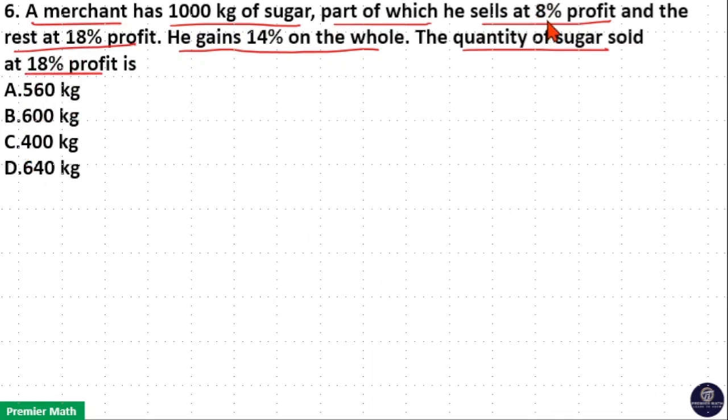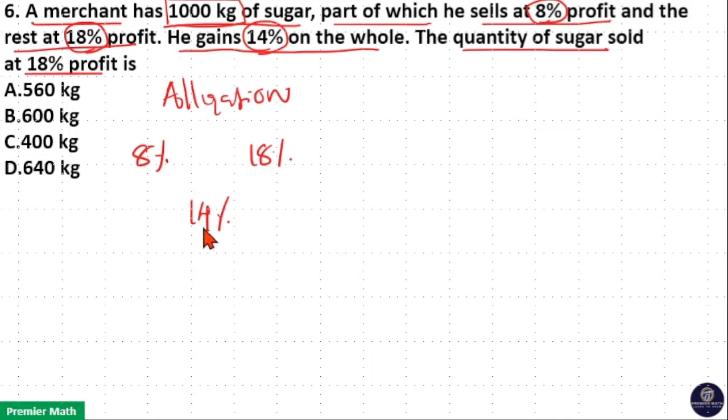Here, one part is sold at 8%, the other part at 18%. The total gain is 14% and the amount of sugar is also given, which means we can use the alligation method here. That is, one part sold at 8%, the other part sold at 18%. Now, total gain is 14% means the gain from 8% and 18% averages to 14%. Now, write it in the middle.